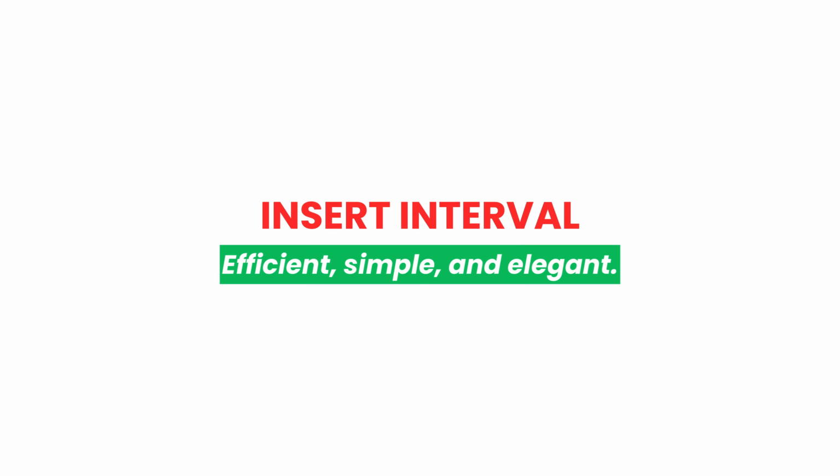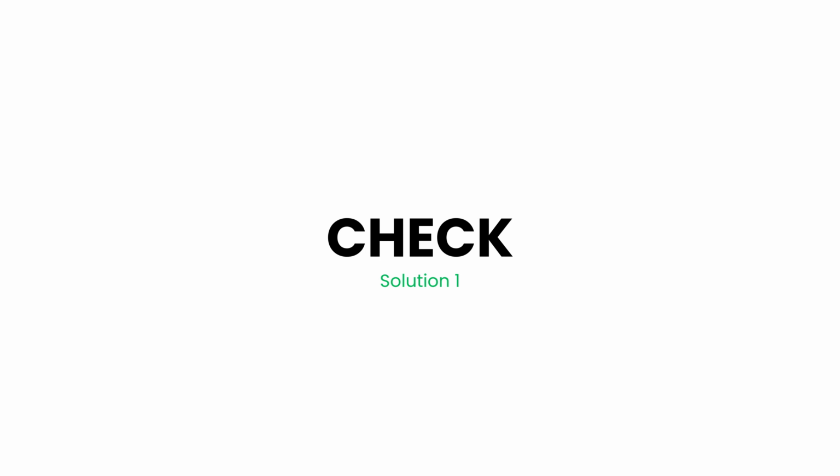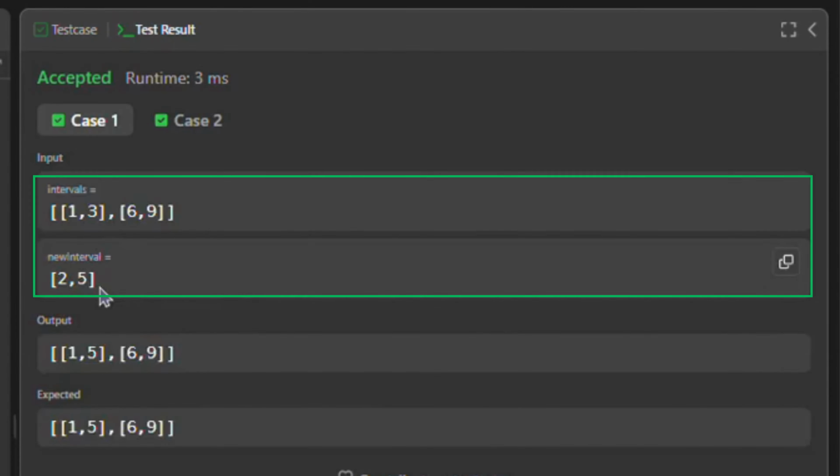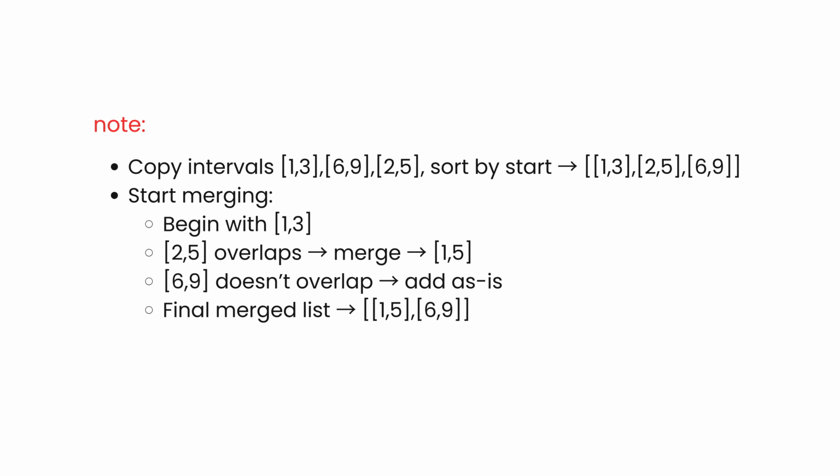Efficient, simple, and elegant. Now let's verify how this solution behaves on the given test case. This represents two disjoint intervals plus a new interval that overlaps the first one. It matters because we need to merge [1,3] and [2,5] into a single continuous range while leaving [6,9] alone. Here is a short reasoning of how the algorithm processes the input and what it checks for.